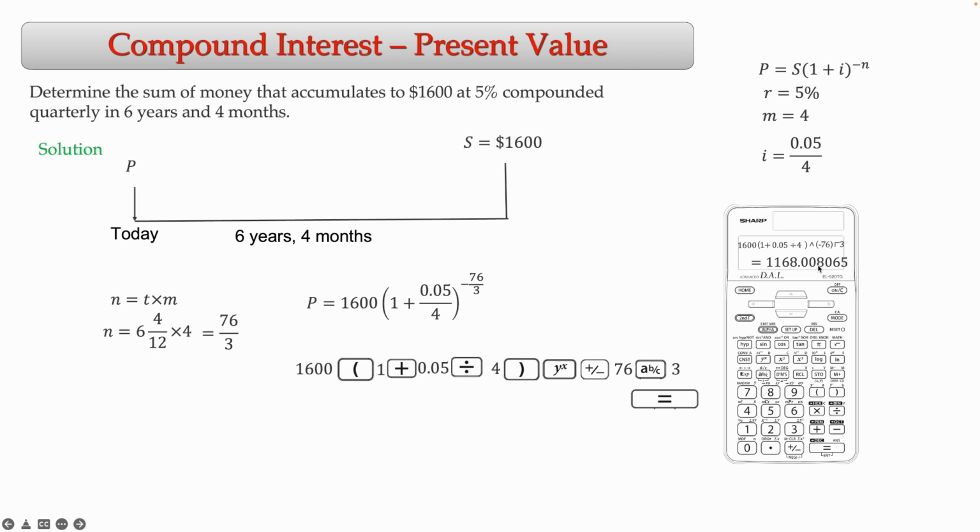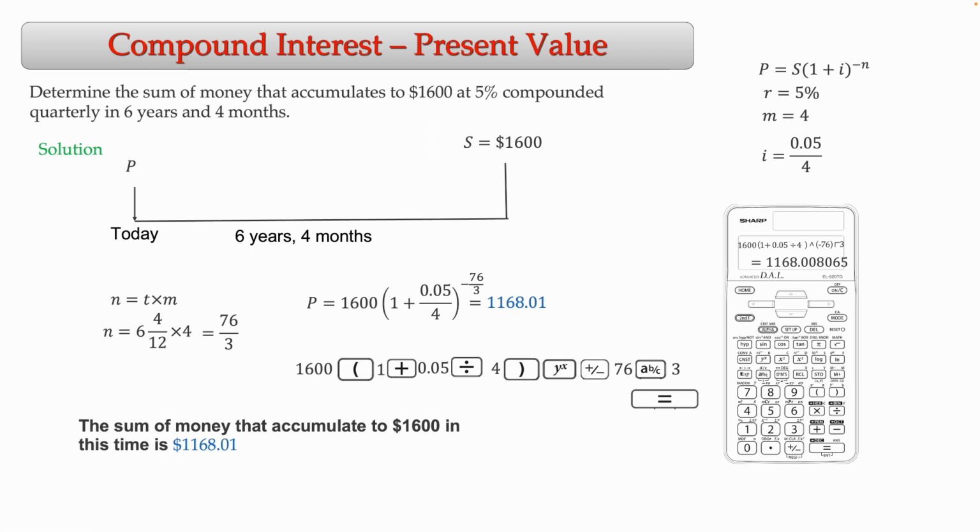1,168.001. When you round this number to cents, because the digit is less than 5, you cut the number and type 1 at the end. So this will be $1,168.01. By the way, these are dollars. So we have that the sum of money that accumulates to 1600 in this time is 1,168 dollars and one cent. And that finishes this problem and also finishes the explanation about present value.